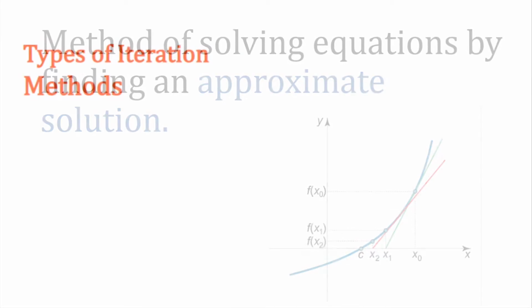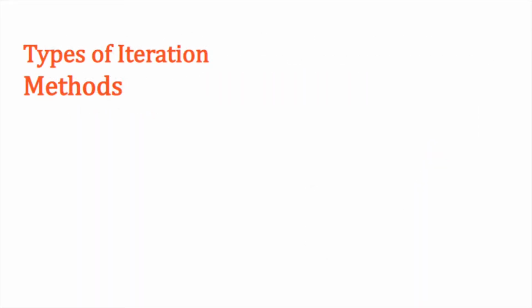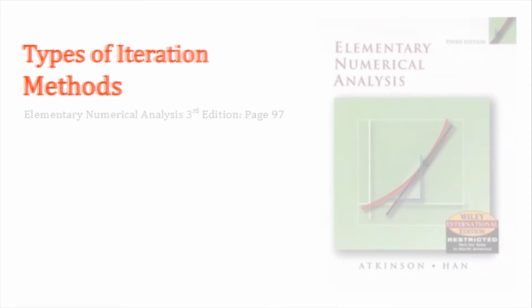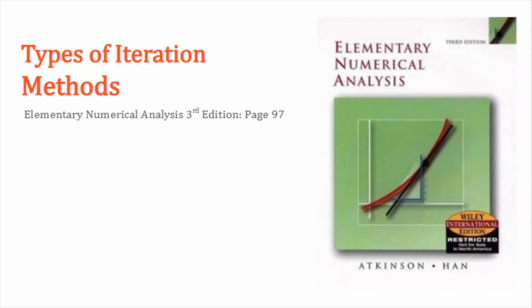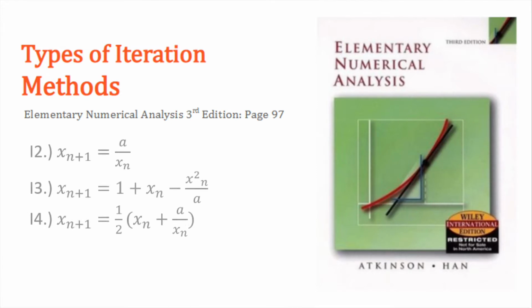Now, there are many different types of iteration methods, each with varying accuracy and precision. The elementary numerical analysis textbook gives 4 iteration methods, but we're just going to examine iterations 2, 3, and 4. Before we look at how to solve each method, let's understand how the process works through an example.